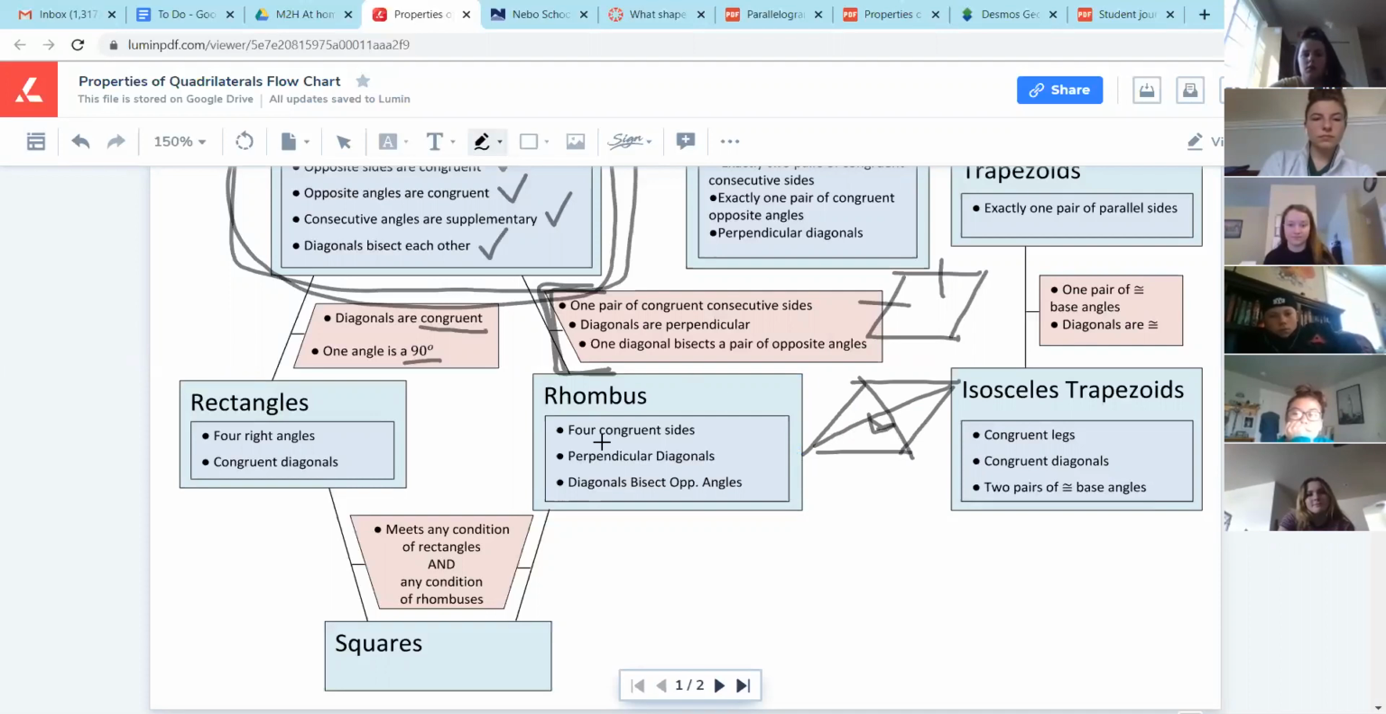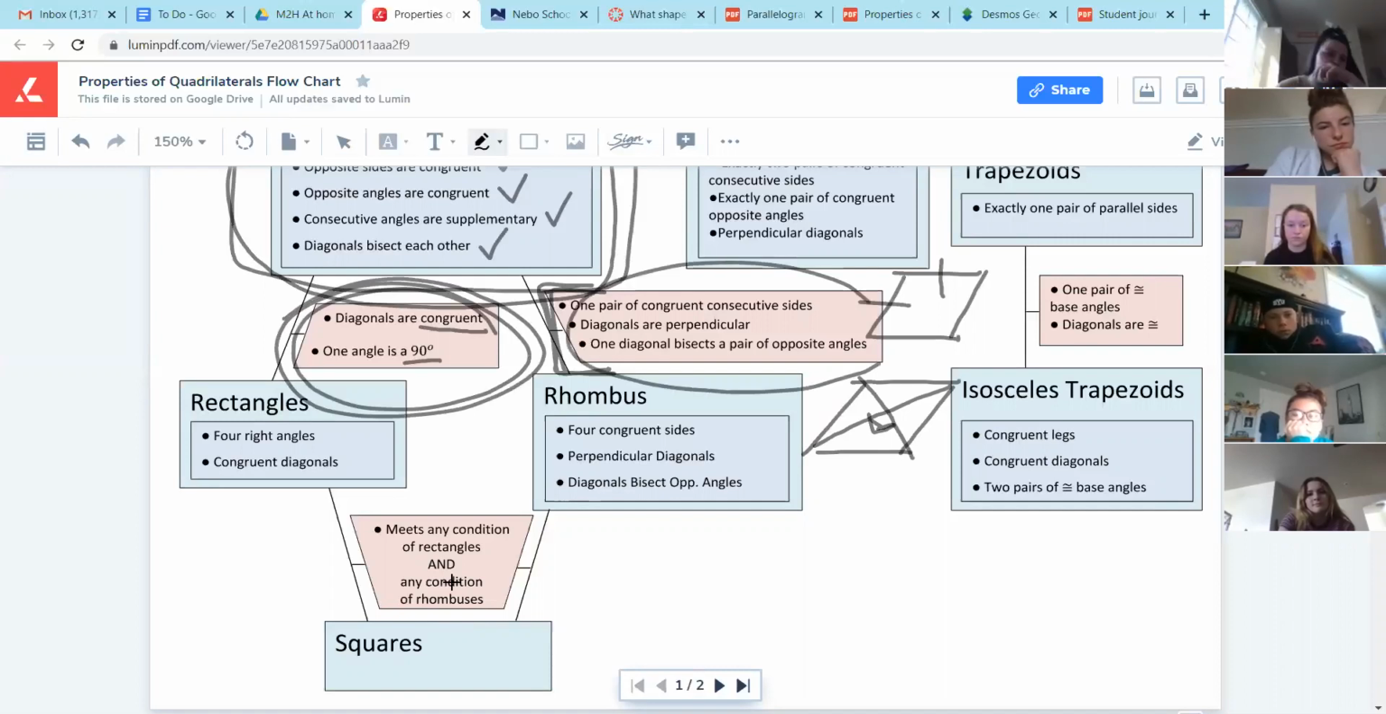then you know for sure that that's a rhombus. Okay? And then in order to be a square, you would have to have met one condition from the rectangles box and at least one condition from the rhombus box. If you meet one of each of those, then it's a square. Okay? Does that help you guys a little bit?